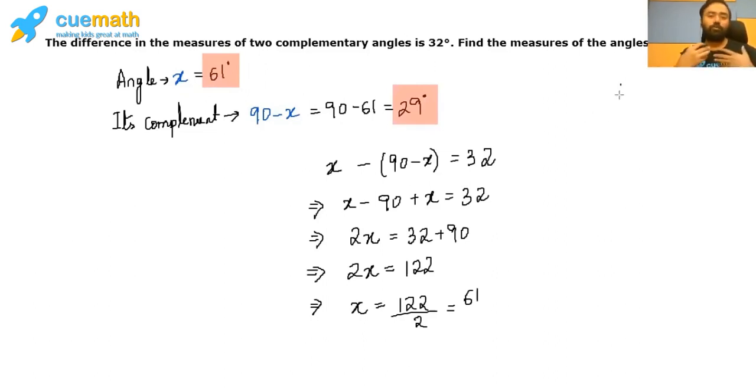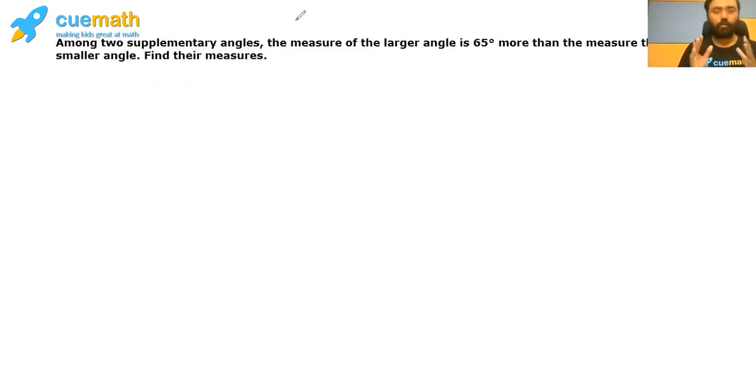Let's now move on to the next question. In this question, we have been given two supplementary angles where there is a condition given that the measure of the larger angle is 65 degrees more than the measure of the smaller angle.